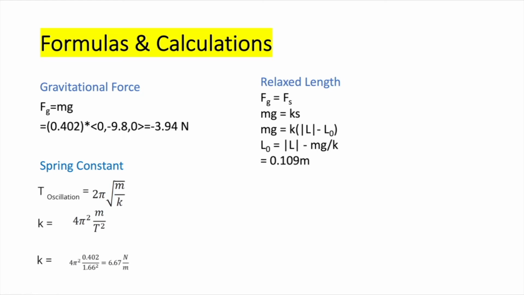So in equilibrium, the y forces cancel out, so I could set the force of gravity equal to the force of the spring. And then I isolated L naught, and because I had the value of L and the rest of the values, including the gravitational force we just found, we could find the relaxed length, which is 0.109 meters.